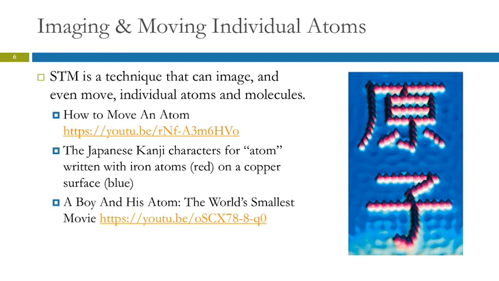So how do you get individual atoms to be characters, or how do you move them at all, one at a time, when they're too small to see? So here's another little YouTube clip showing how that can be done.